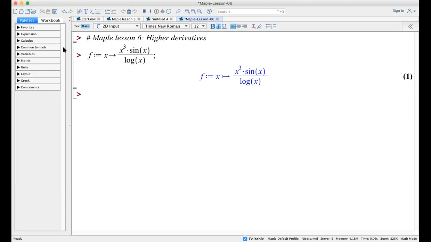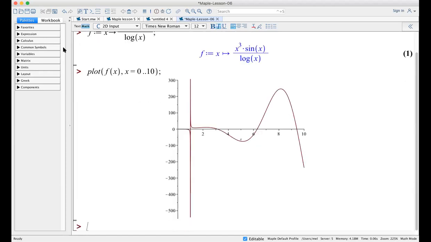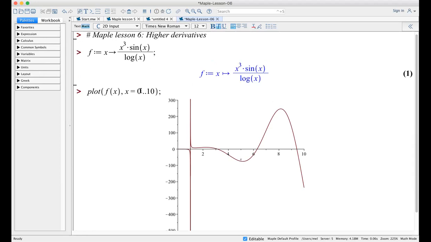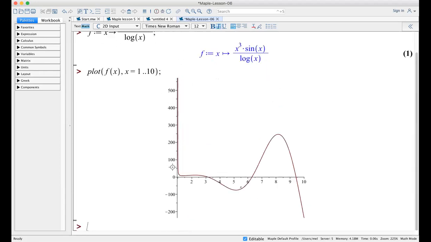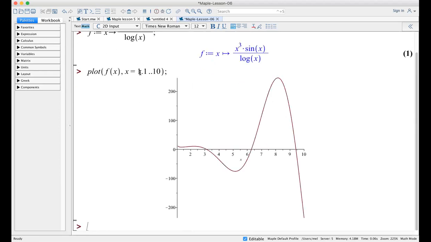That's a nice function. What does it look like? Of course, the log's only defined for x positive, so let's plot f of x, x going from 0 to 10. Actually, maybe I should have started from 1. Of course, log of 1 is 0, so there's some strange behavior there. Maybe I'll make it 1.1. Okay, so here we have this interesting function.